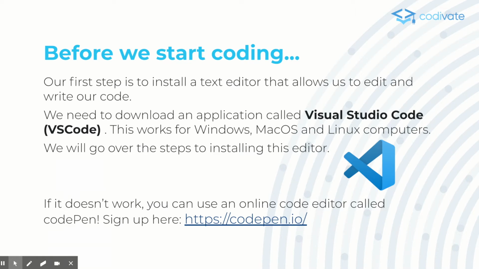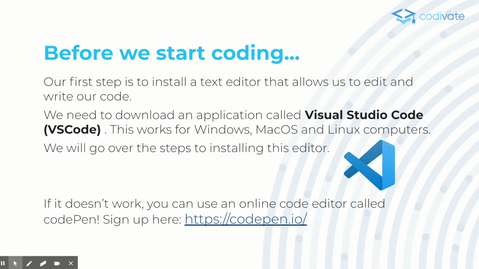So before we start coding, we have to install a text editor that allows us to edit text and write our code. So we need to download an application called Visual Studio Code, or VS Code. Luckily for us, this is the most popular text editing program, even among professionals, and it is completely free to download and use. It will allow us to create, edit, and store our HTML and CSS files. Once we've done that, we can begin coding. And the next following slides will go over the steps we can take to download VS Code.